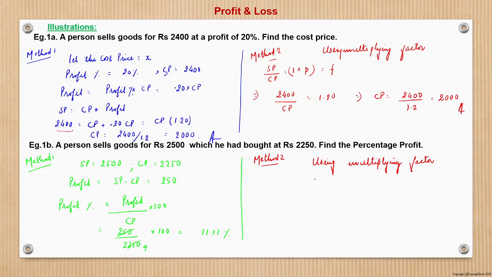So question 1b using the multiplying factor, here we know that SP by CP is nothing but 2500 upon 2250. This is 1 plus P, which is the multiplying factor. So here straight away we can say this is 10 upon 9. 10 upon 9 is the multiplying factor. So 10 upon 9 means what will be the profit? This is the multiplying factor, which is 1 plus P. So it is 1 plus 1 by 9, so profit will be 1 by 9, which is nothing but 11.11%, right.